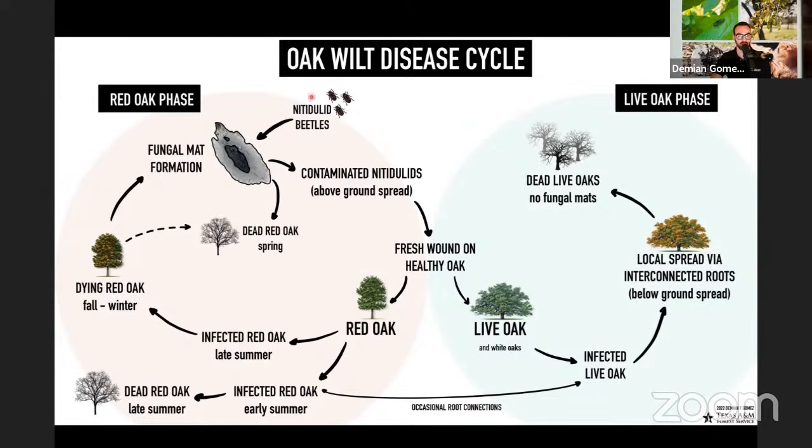And these nitidulid beetles, these sap beetles, are going to be very attracted to this fungal mat. So they're going to feed on that mat, they're going to hang out in that mat, and then they're going to fly to a fresh wound of a healthy oak, moving all the spores from the diseased red oaks to a healthy oak. And that's what happens with the cycle. That's how the disease spreads from tree to tree. It could be either through the interconnected roots, that's below ground spread, or the above ground spread through the beetles.